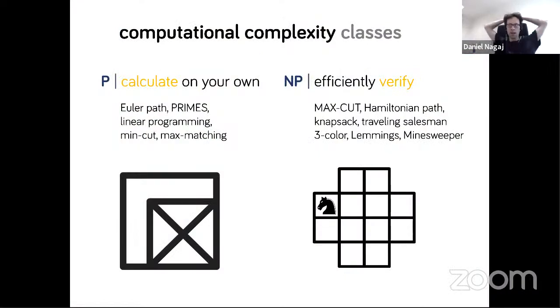So let me give you a very, very baby version of computational complexity. This is what I do most of the time in my work. I'm looking at what quantum computers could do and could not do, and how hard different problems are for them. But here, this is just classical. So the class of problems E is the class of problems where the answers can be calculated on your own. For example, the Euler path problem. Look at this graph on the left and see if you can draw it with one line without lifting your hand.